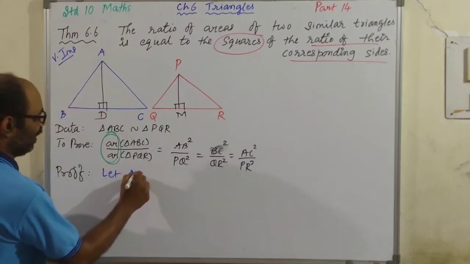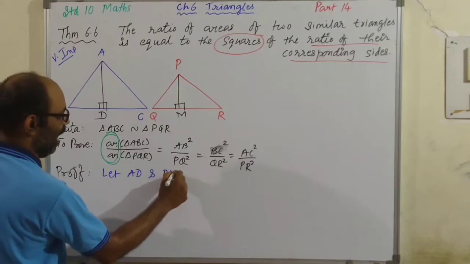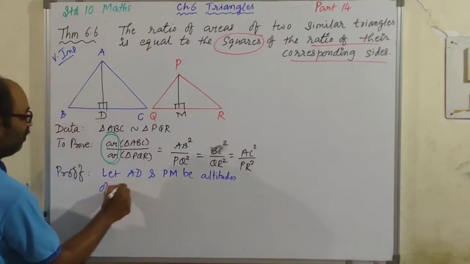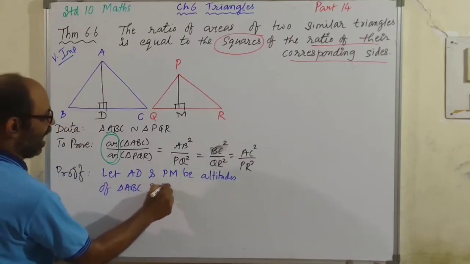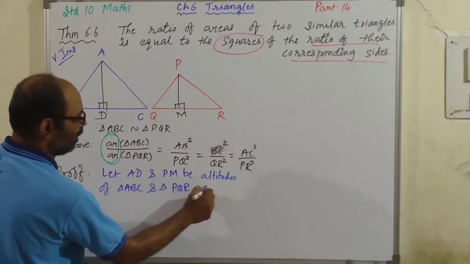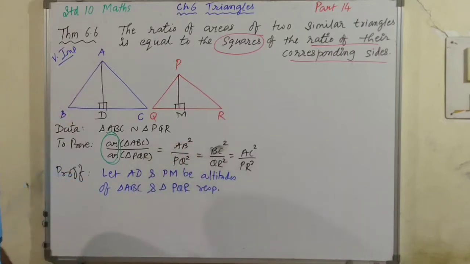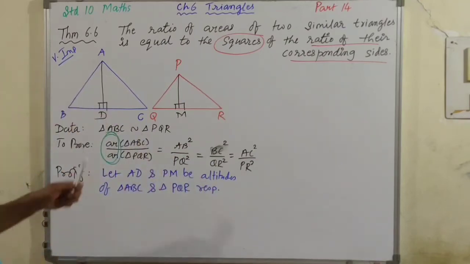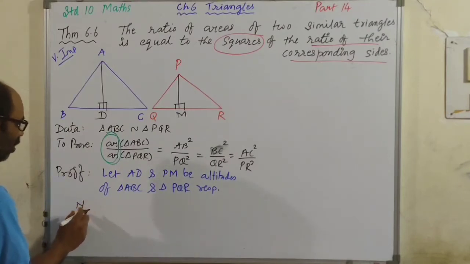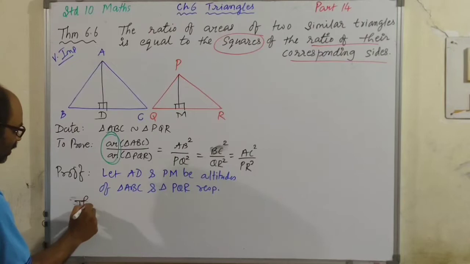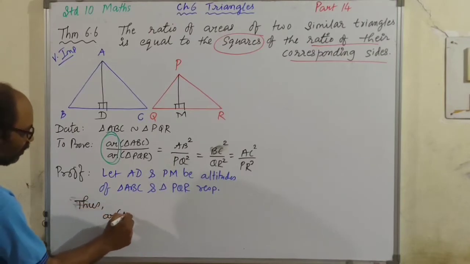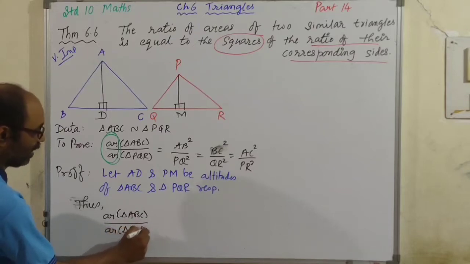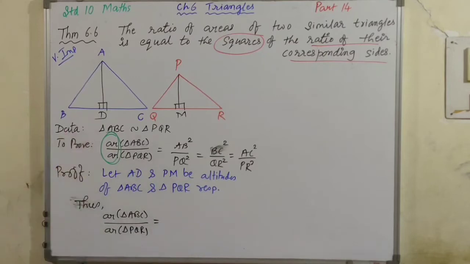Let AD and PM be altitudes of triangle ABC and triangle PQR respectively. Correct? Okay. Let's find out the areas of the two triangles. Thus, area of triangle ABC upon area of triangle PQR is equal to, let's find the ratio.